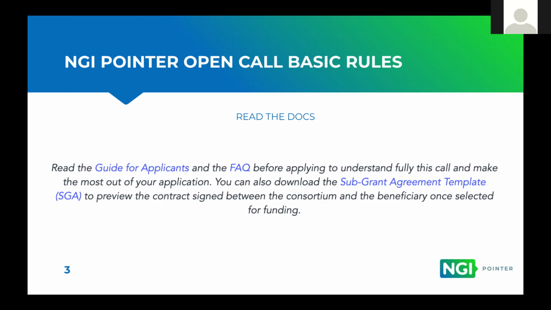On top of that, we have a second document called the Frequently Asked Questions document. There we list all the common questions that you've been asking from the first open call, but also currently in this second open call. So it complements the guide for applicants. We've also shared with you online on the open call website the sub-grant agreement template, which is the legal contract that will be signed between yourselves and the consortium if you're selected for funding. I really encourage you to take a look at this template to familiarize yourselves with the terms of the agreement. And as I mentioned, all these documents are available on the open call website, which I linked to in the previous slide.